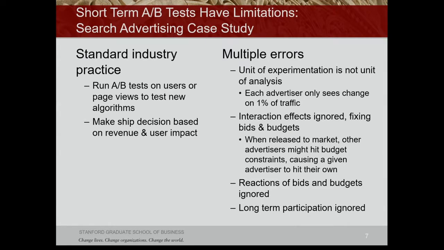So what are all the other mistakes? Well, the interaction effects between the bidders are ignored because the advertisers themselves aren't being stimulated. It might be that some experiment increases prices for all advertisers, some advertisers might hit budget constraints, and then that's going to affect the other advertisers. So even before you get to strategic considerations, you're going to see very different outcomes when you release the thing to the whole platform than when you did it for a particular user.